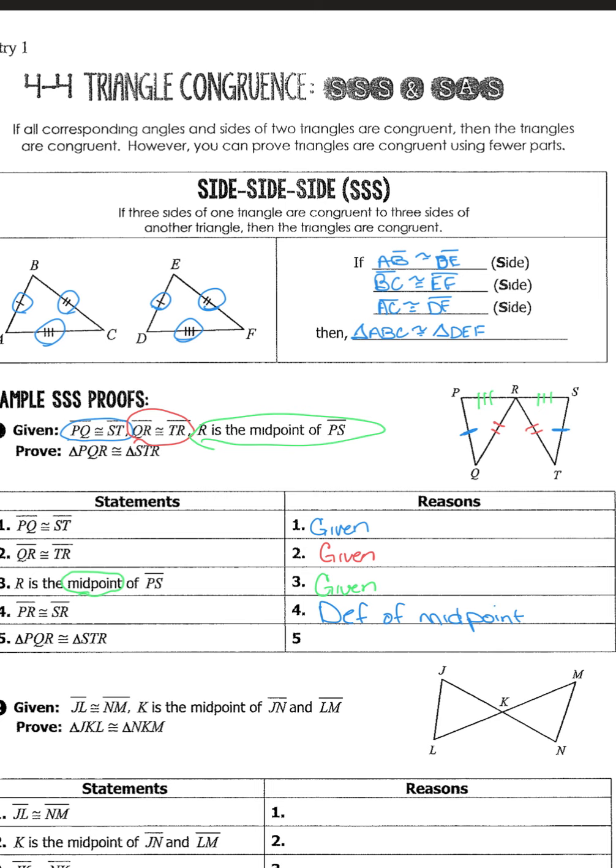Now when I look at the picture, I see that all 3 sides of triangle PQR are congruent to all 3 sides of triangle STR. We always end with what we're trying to prove, which they wrote in there. And the reason would be side, side, side. That's how we know they're congruent. All 3 sides of one are congruent to 3 sides of the other one.